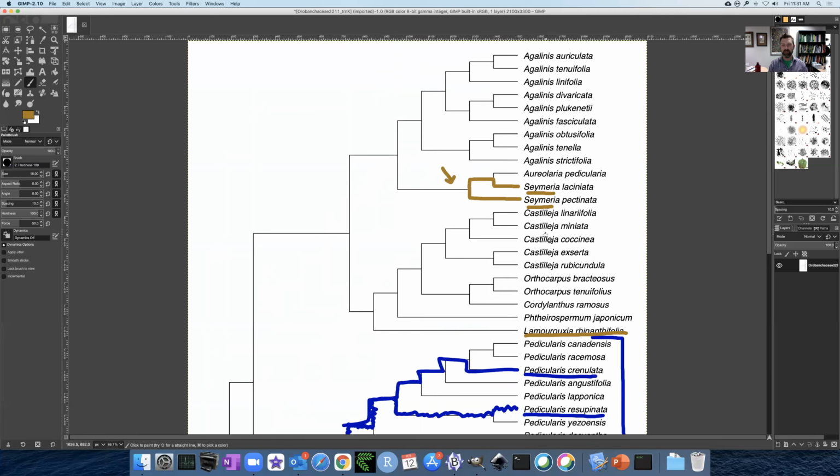Here. For them to be monophyletic, everything descended from that most recent common ancestor would have to have the genus name Seymeria. And as it's shown here, we have another member of a different genus, Aureolaria, and that makes this group a clade, but basically the problem name is Seymeria. So you could either change the name of this species and make that Seymeria pedicularia, and that would give you a monophyletic Seymeria genus. Or sometimes people will assign one of these other species to a different category.